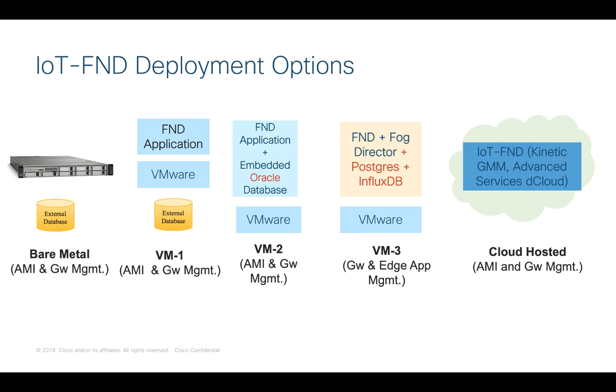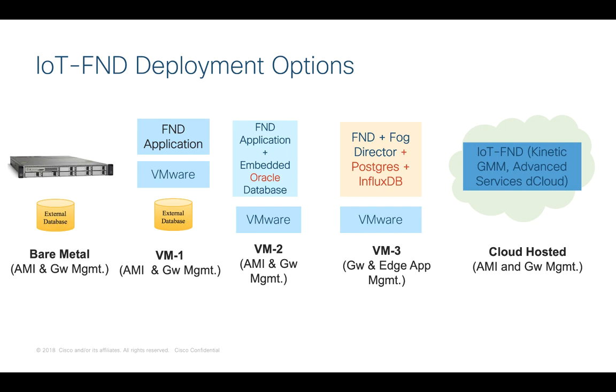The second VM1 column shows that FND application is running on VMware and the database is external to it. So the database could be running on another bare metal box, or it could be running on another VM, but it's not together with the FND application. The VM2 column shows that FND and Oracle are running together inside the same VM. This is one of the VMs that you would download from the software download page.